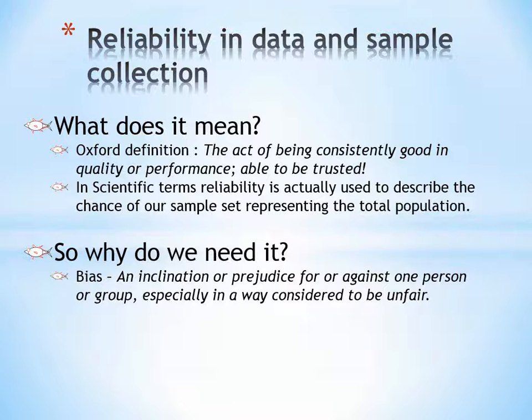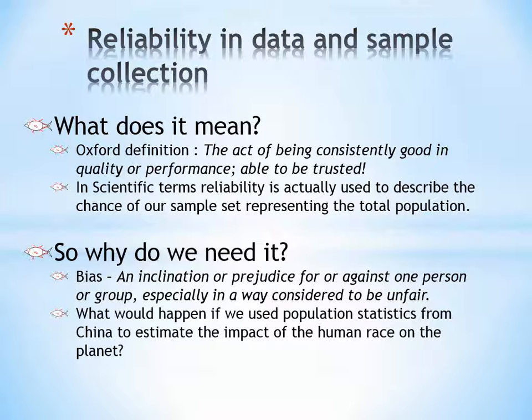That's a bit of a definition, but I might just use the example of using population statistics of China to estimate the impact of the human race on the planet. That would simply be a biased situation, where A, there's a cultural difference, B, their heavy population is not a correct measure of the population density on the planet, and there's heaps of other factors that would bias our results, and we may end up with a result that encourages us to make a really bad decision or a bad batch of decisions.